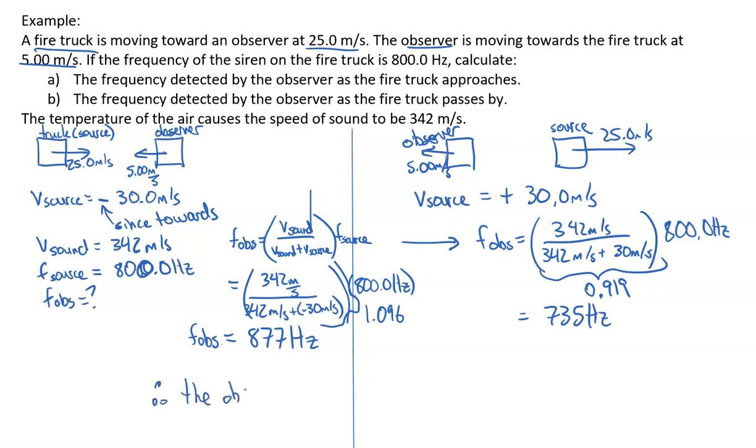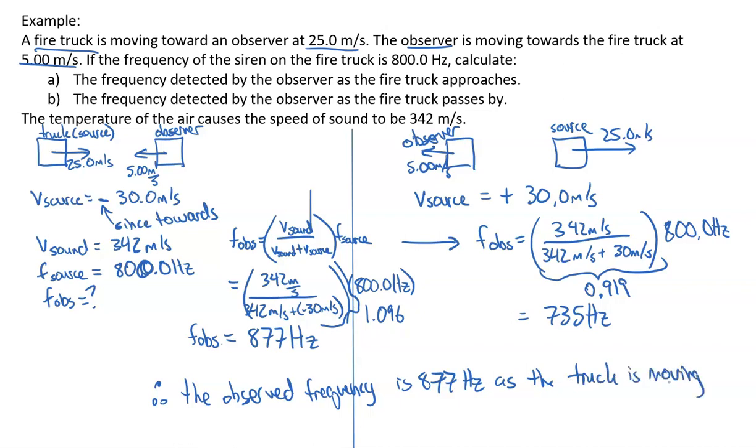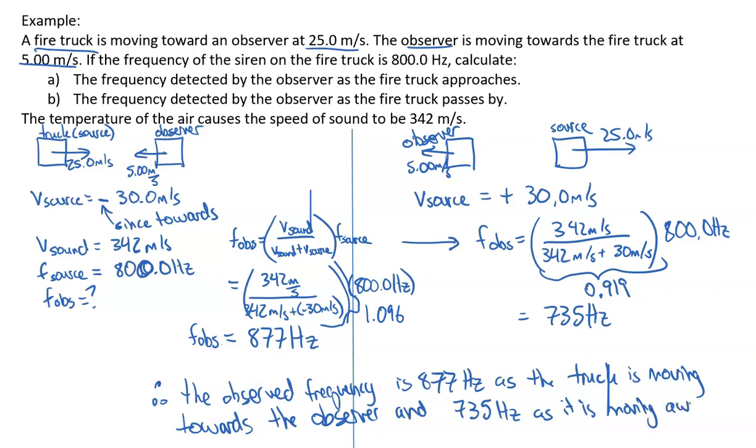Therefore, the observed frequency is 877 hertz as the fire truck is moving towards the observer, and 735 hertz as it is moving away. And there you go. That's how you calculate questions about the Doppler effect.